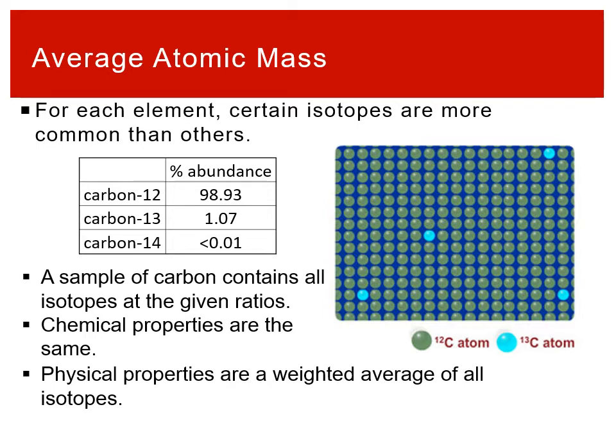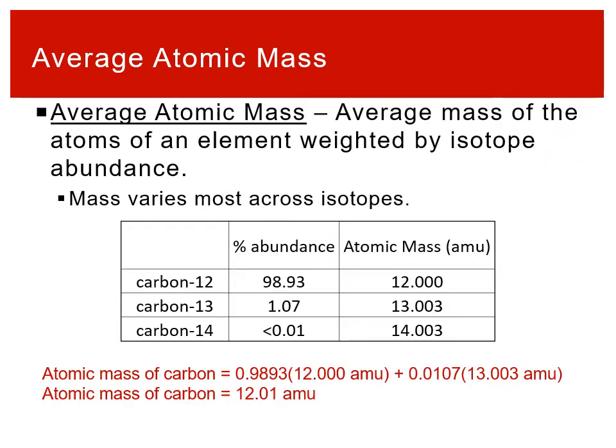The important thing is their chemical properties are all the same. We call it graphite, we call it carbon, and they all still behave as carbon. So the things that are different between the atoms are primarily physical properties. And the physical properties of that sample of carbon are going to be a weighted average of all the different isotopes that we have. So the most important property is average atomic mass. The average atomic mass is a weighted average based on isotopic abundance.